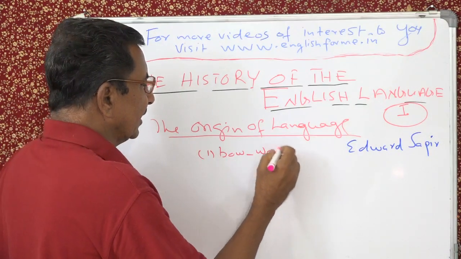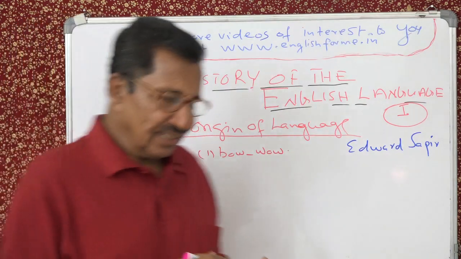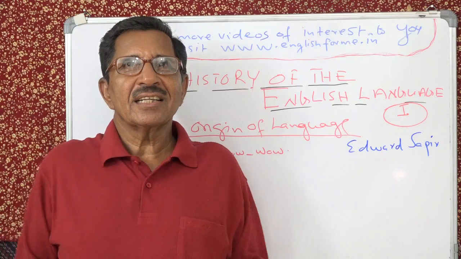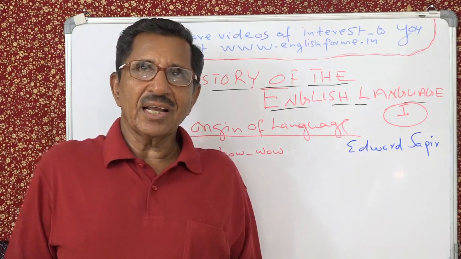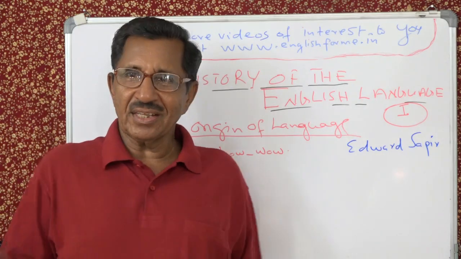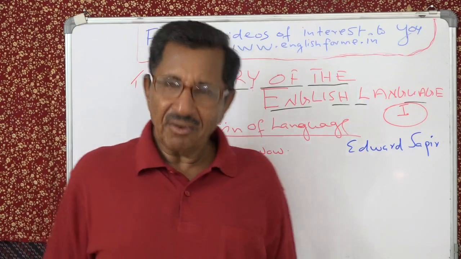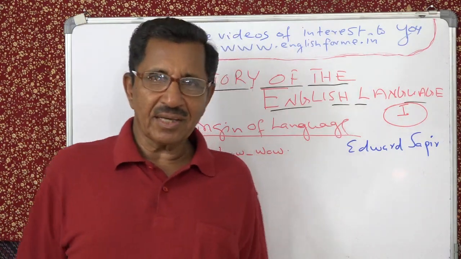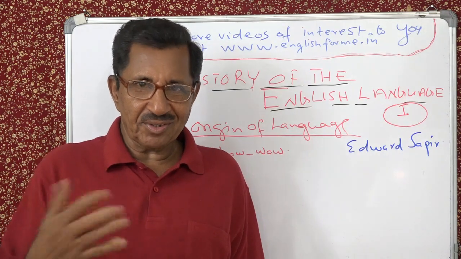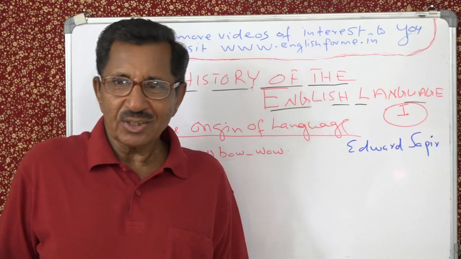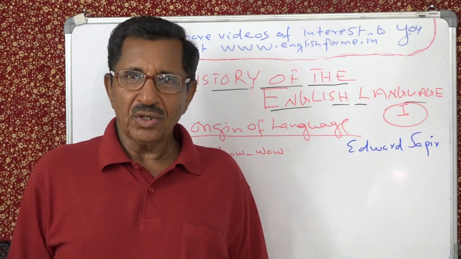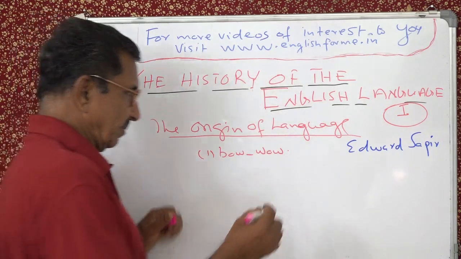What is this bow-wow theory? See, there are conjectures. We are living in the world of conjecture. Think that our great grandfathers were moving around, and they might have heard some animal making this sound, bow. Humans, and not only humans, animals also, have this tendency to imitate. So this early man might have imitated this sound, bow. Imitation of sound is the basis here.